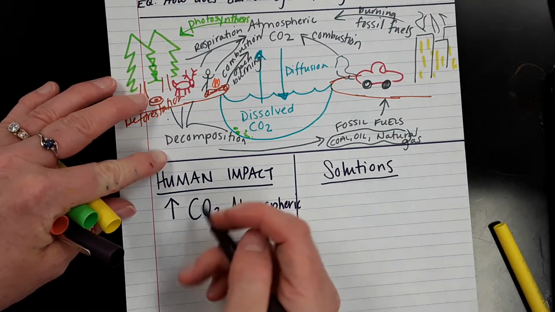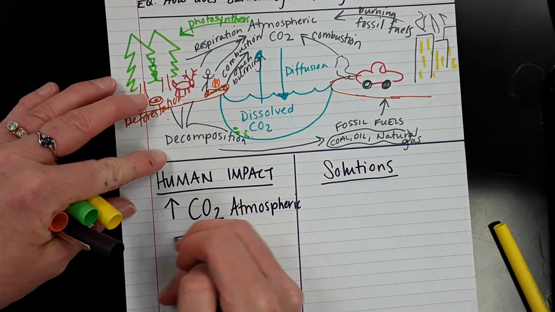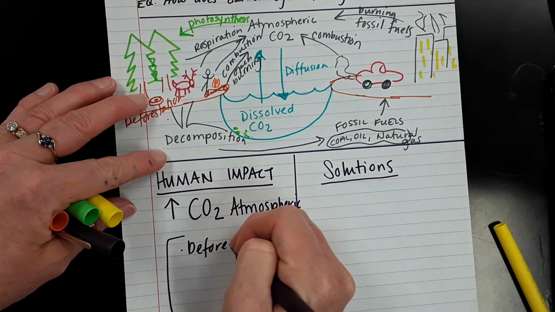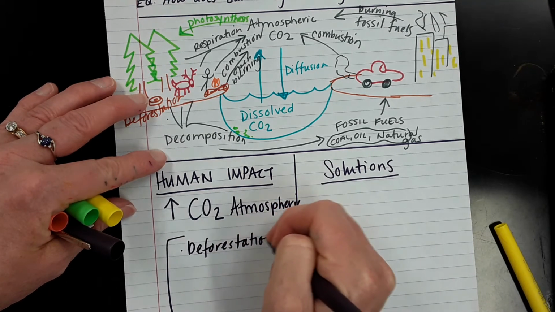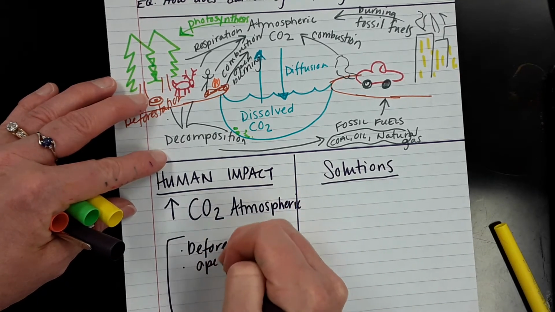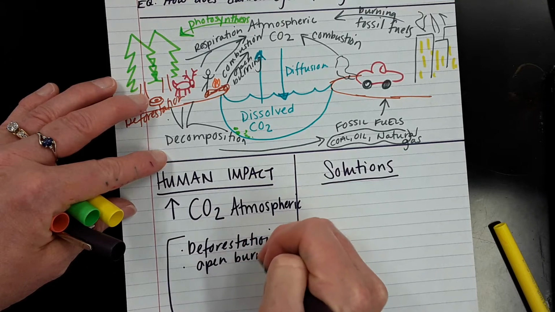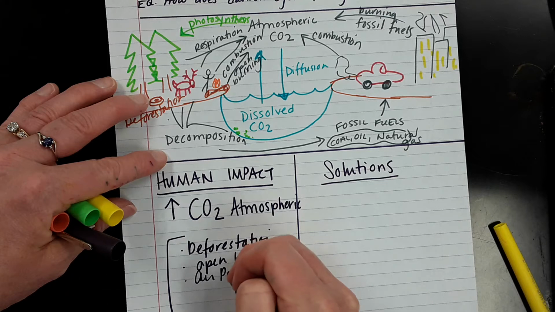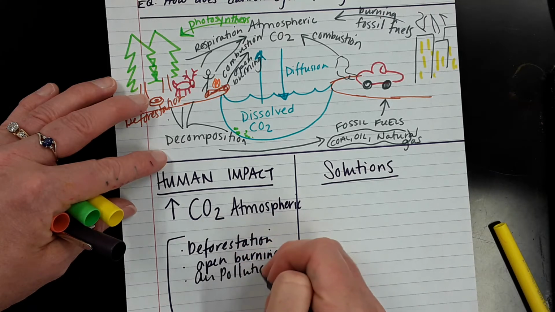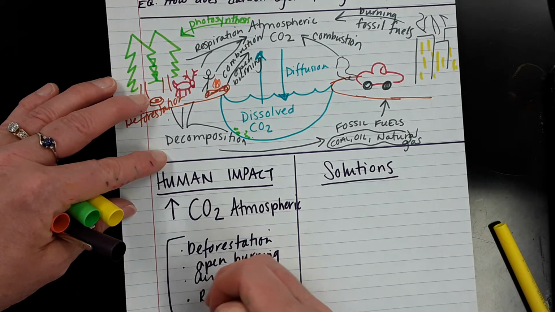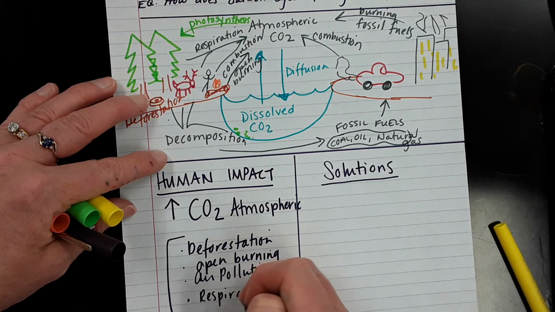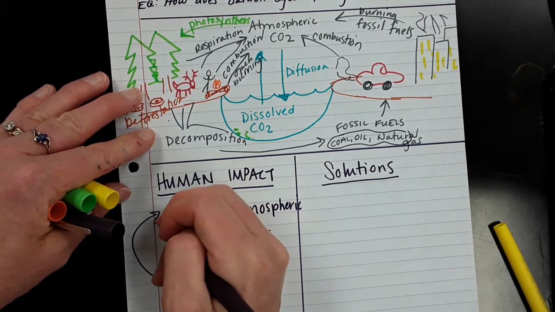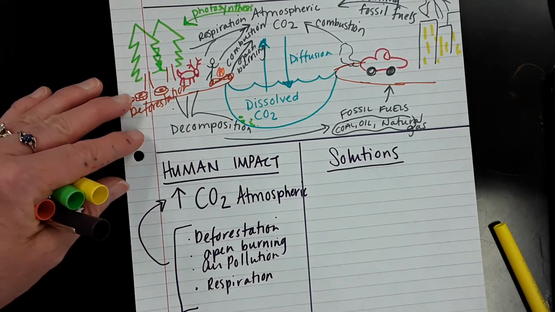So we're getting an increased amount of carbon dioxide from a couple of things. So things like deforestation, open burning, air pollution from cars and cities, even something like respiration, but we're not going to ask you to stop breathing. All right, overall, this has created an increase in atmospheric CO2.